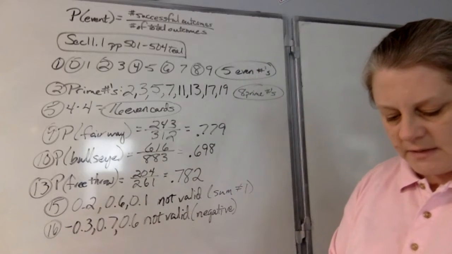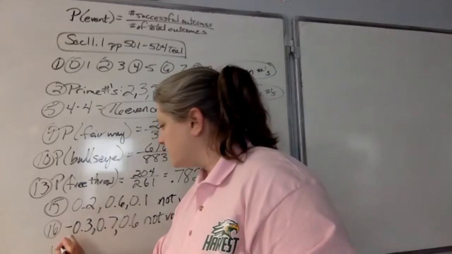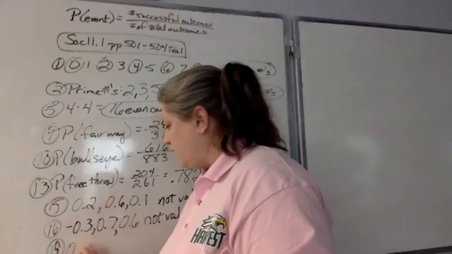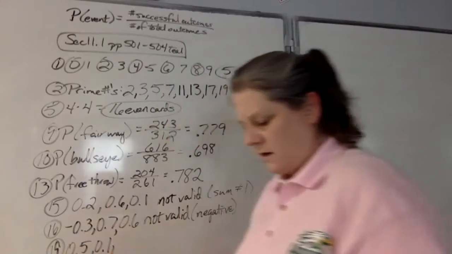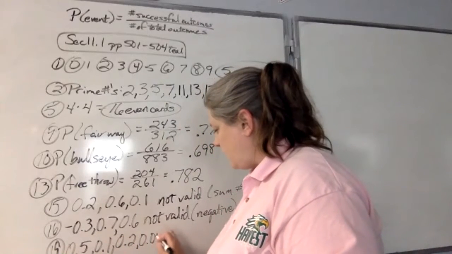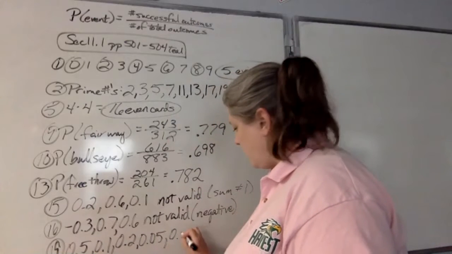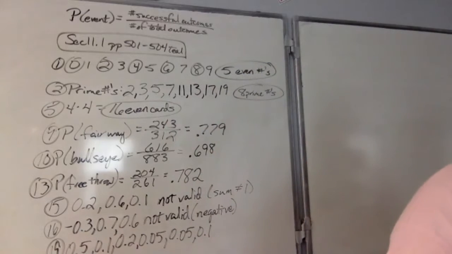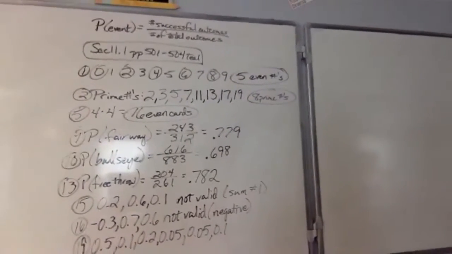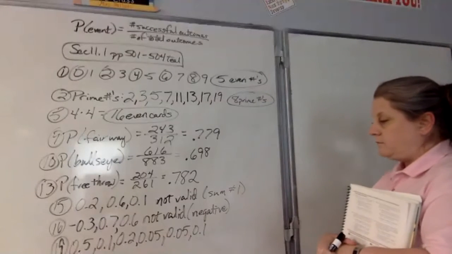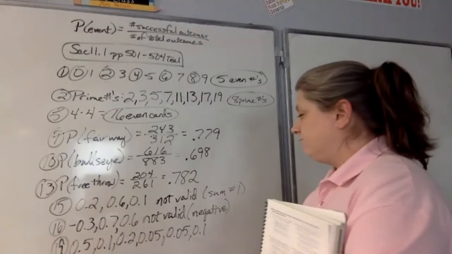Okay, then the last one in this section is number 19. Number 19 gives us the numbers 0.5, 0.1, 0.2, 0.05, 0.05, 0.1. It gave us a lot of numbers. Okay, are all of them between 0 and 1? Yes, they're all between 0 and 1. Do they add to equal 1? Yeah.